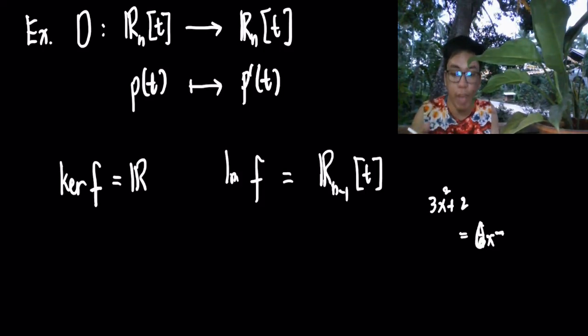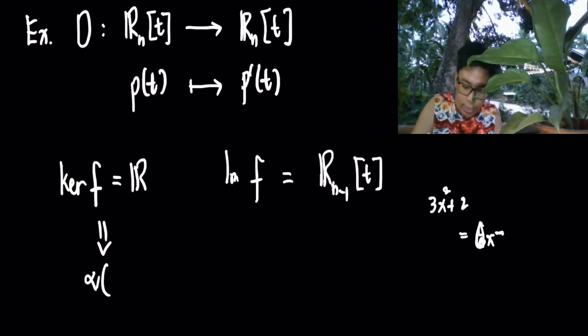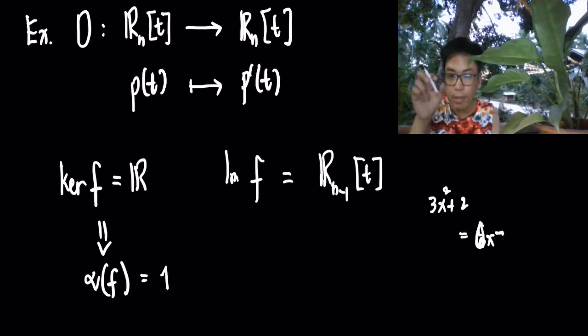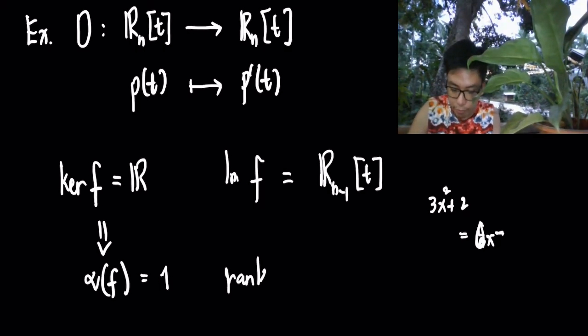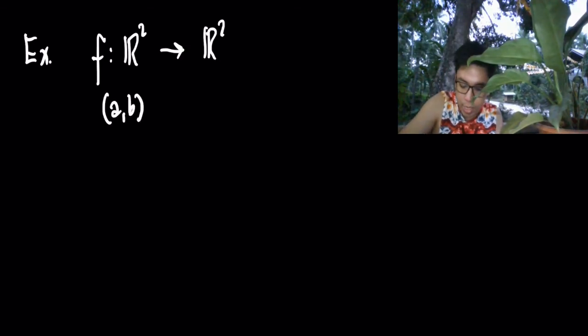So that is now the image of f, which implies that the nullity of f here is 1 because the basis of R is 1. That is a set containing 1, and its cardinality is 1. And the rank of f is actually n. Okay, so the last example here is we have a mapping from R2 to R2. Okay, and we define such mapping by sending an ordered pair (a, b) to the pair (a, 0).